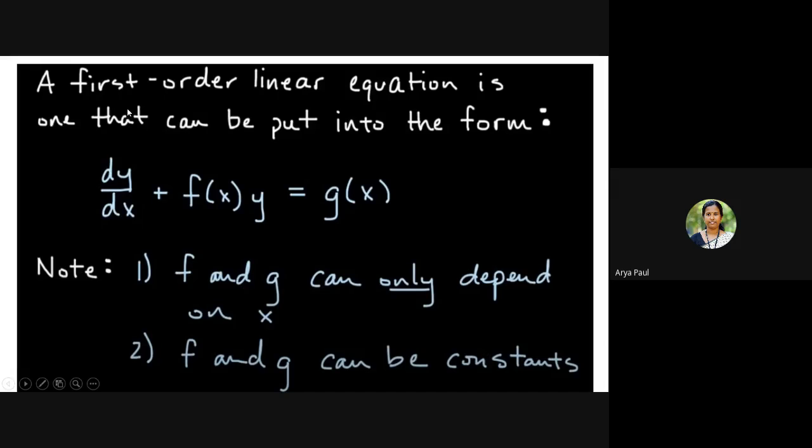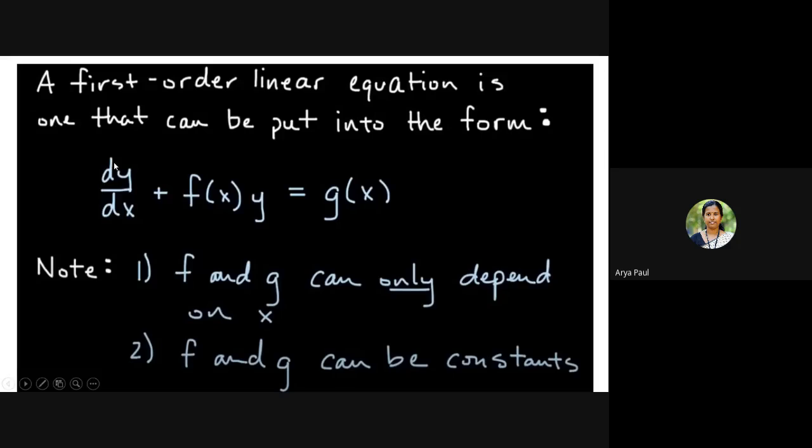What do you mean by a first order linear equation or first order differential equation? Here is an example. This is the general format: dy by dx plus f of x into y is equal to g of x. Here you can see a derivative term, dy by dx. And what is the degree of this particular term? It is 1. That is why it is called a first order differential equation.